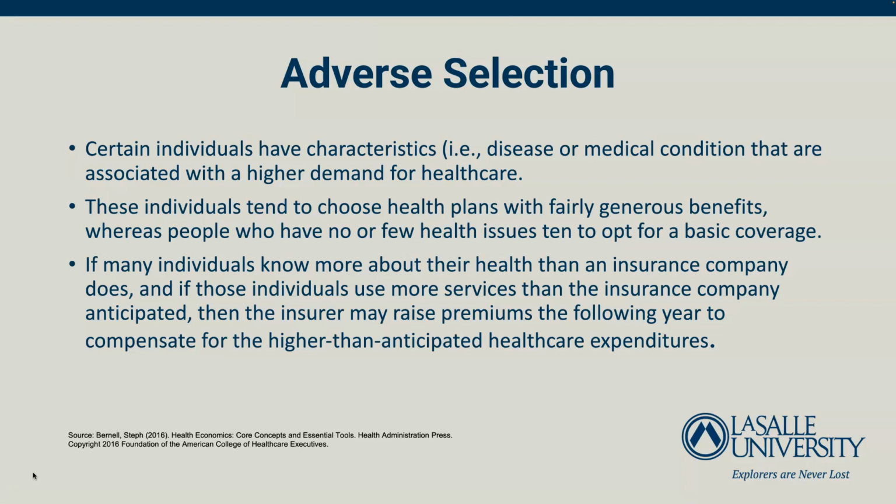The idea is that many individuals know more about their health than an insurance company does, and those individuals use services more frequently than the insurance company anticipated. That means the insurer may raise premiums the following year to compensate for the higher than anticipated health expenditures. And as we'll see later in the course, this could have implications for health insurance coverage as well as for the premiums paid by insured individuals.